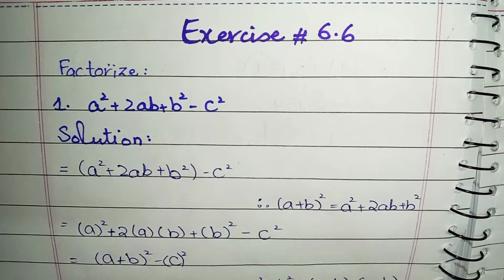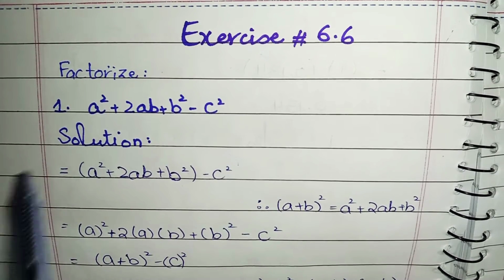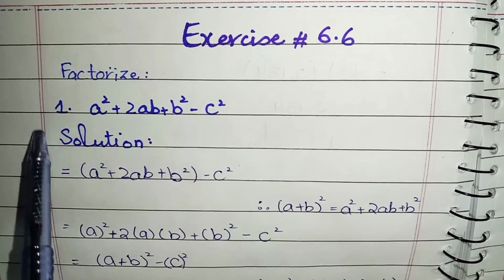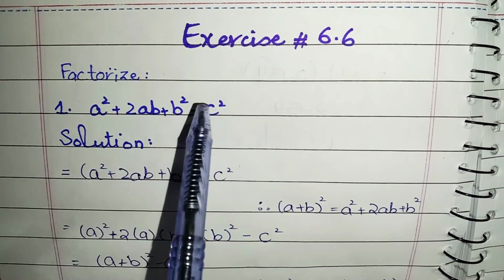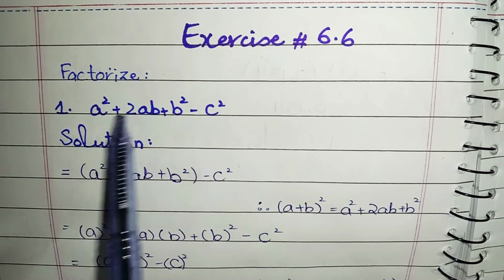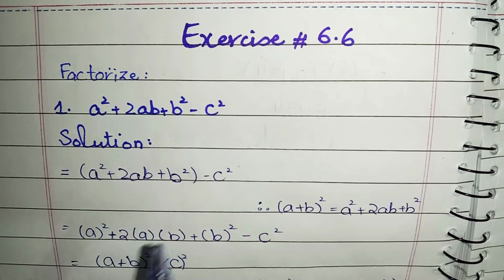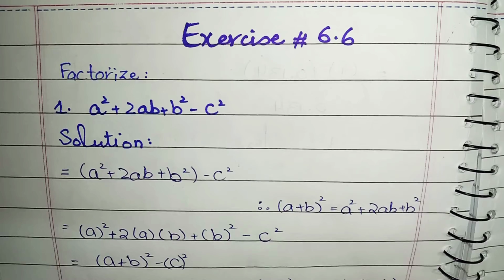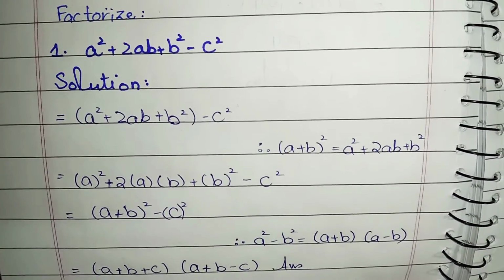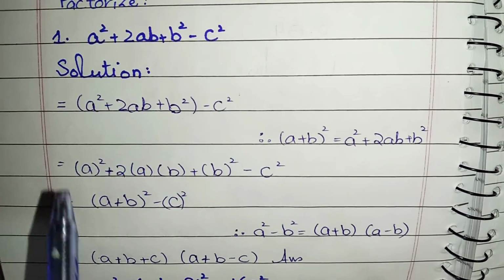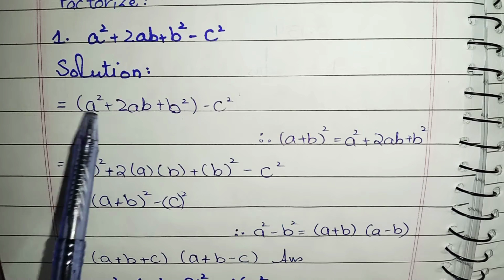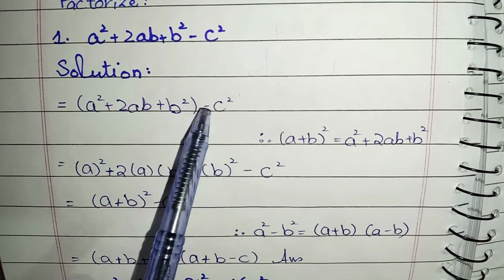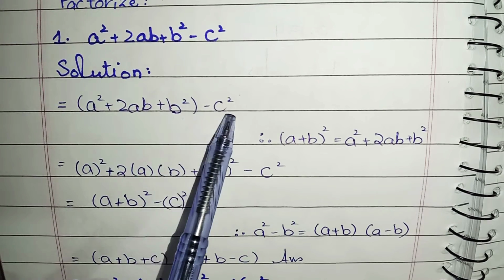Now students, here is our exercise number 6.6. Our question statement is factorize. Here is our question number 1, a square plus 2ab plus b square minus c square. Our first three terms make a complete square, so we will build up the square of the first term and the third term, and we enclose our formula by using the given formula. Then we will write a square plus 2ab plus b square within a bracket, then we will write minus c square as it is.